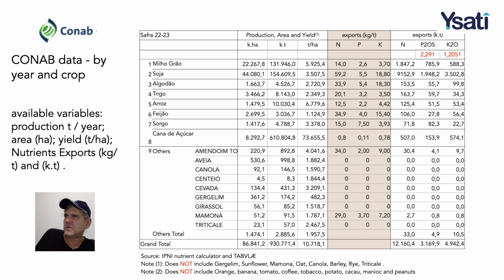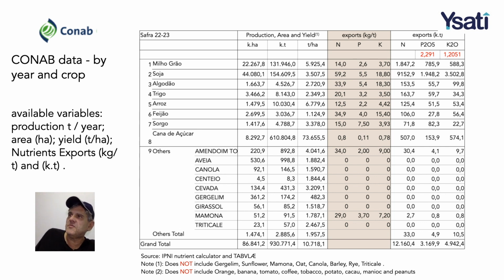So if we go, for instance, to soybeans, we get 9,153,000 tons of nitrogen. That's the element that we get when we did the crop of 22-23.